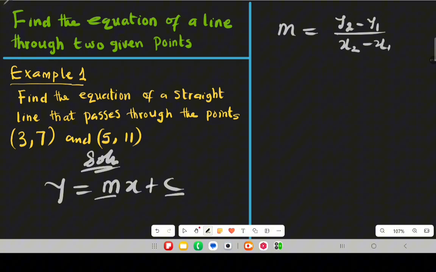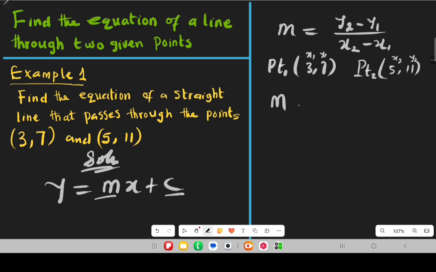Now we continue. The two points given are point 1, which is (3, 7), and point 2, which is (5, 11). These are the coordinates we are going to use to find the gradient: x1, y1, x2, y2. Let's load this into the formula. The gradient m equals y2, which is 11, minus y1, which is 7, all over x2, which is 5, minus x1, which is 3.